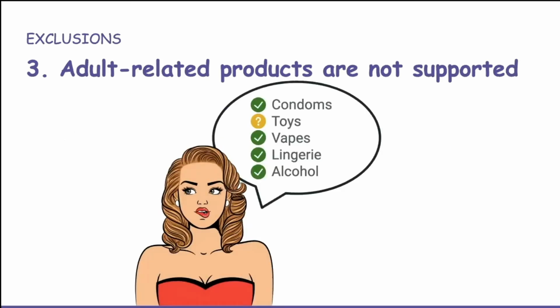The other exclusion that can be a little iffy sometimes is adult-related products are not supported with rich results, but Google doesn't really define what adult products are, so it's kind of squishy. Some sexual products may or may not be allowed. For example, I've seen condoms and some toys that receive search enhancements, but it's inconsistent. Vapes, lingerie, and alcohol are definitely permitted though.